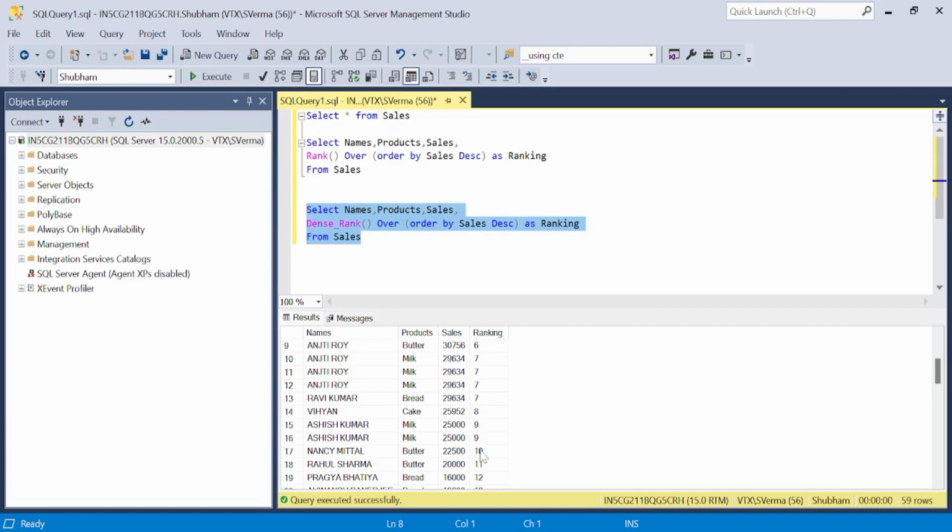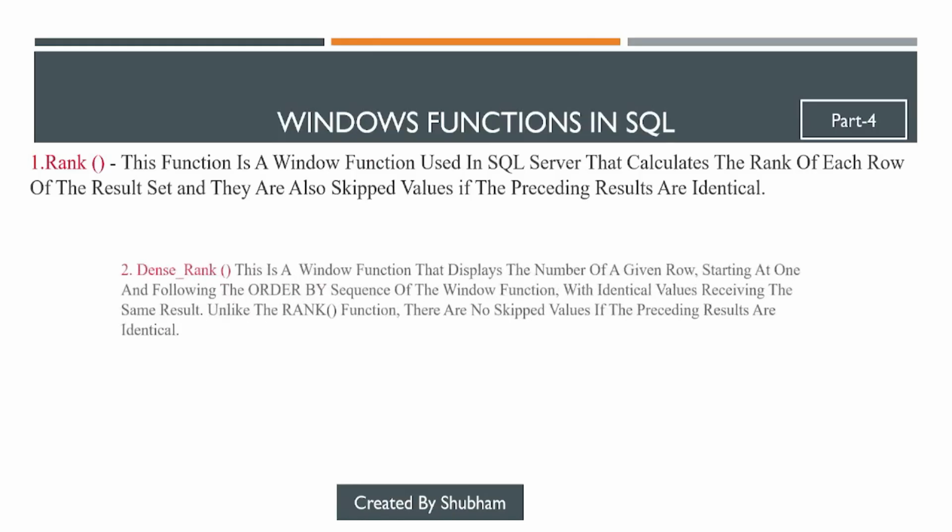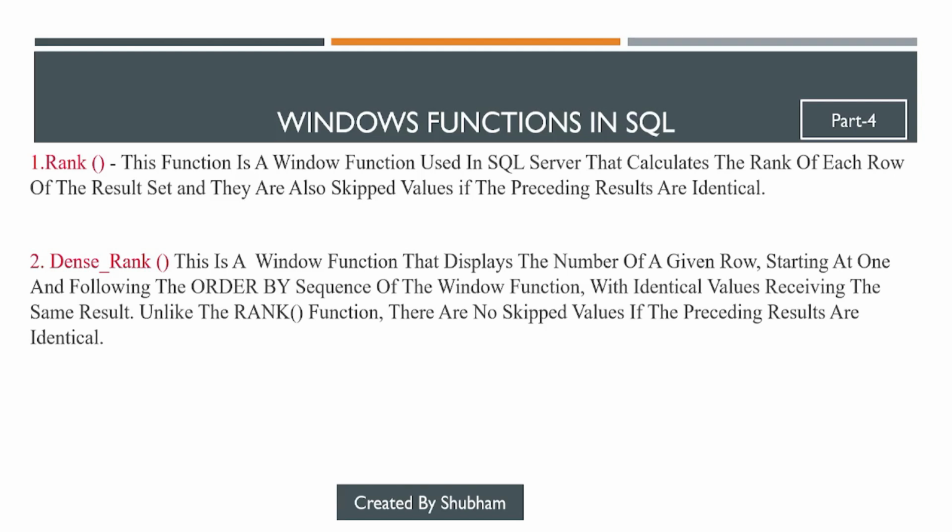Now, guys, let's understand the definition of dense rank. Here you can read the definition. This is also a window function that displays the number of a given row starting at 1 and following the order sequence of the window function, with identical values receiving the same result. Unlike the rank function, there are no skipped values. So basically, the rank function skips sequential values if we have the same sales. But if you use dense rank, it will not skip sequential values although we have the same sales. It will display the same rank for the same values and move to the next sequential number. I hope now you are clear with the concept of rank versus dense rank.